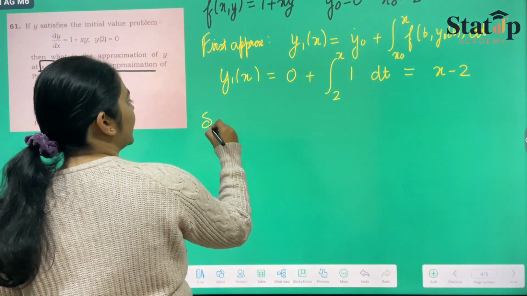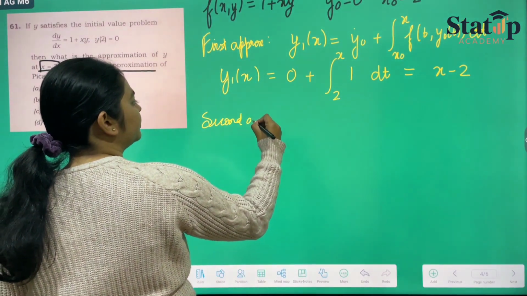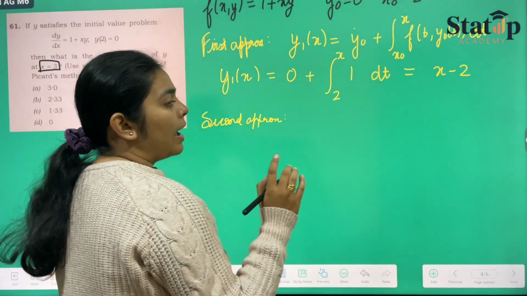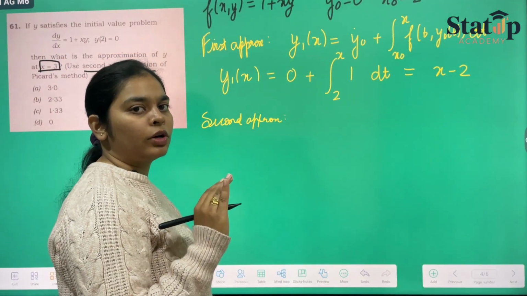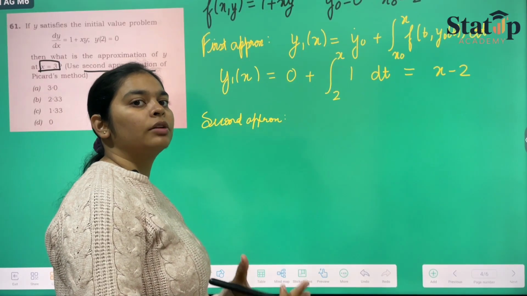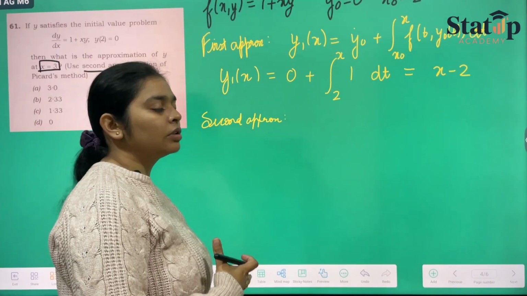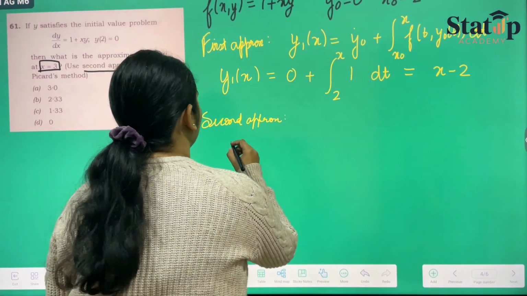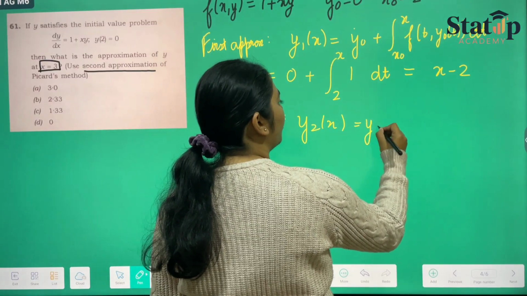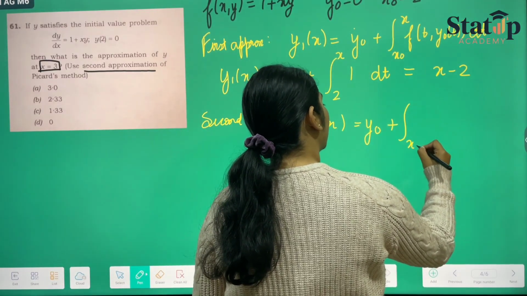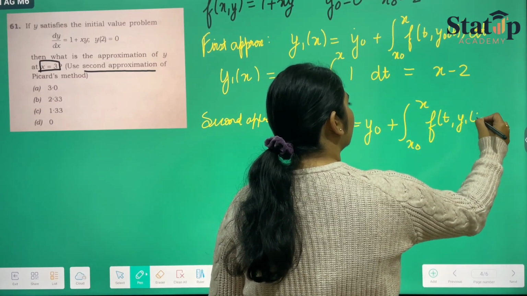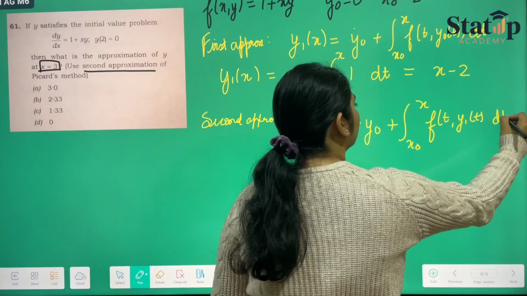Then we'll move to the second approximation. We have to calculate till the second approximation only. And integration rules are very basic, so I'm not telling you them. If you're not aware of them, then you can read your 12th class books. So the second approximation has the formula y2(x) equals y naught plus the integration from x naught to x of f(t, y1(t)) dt.